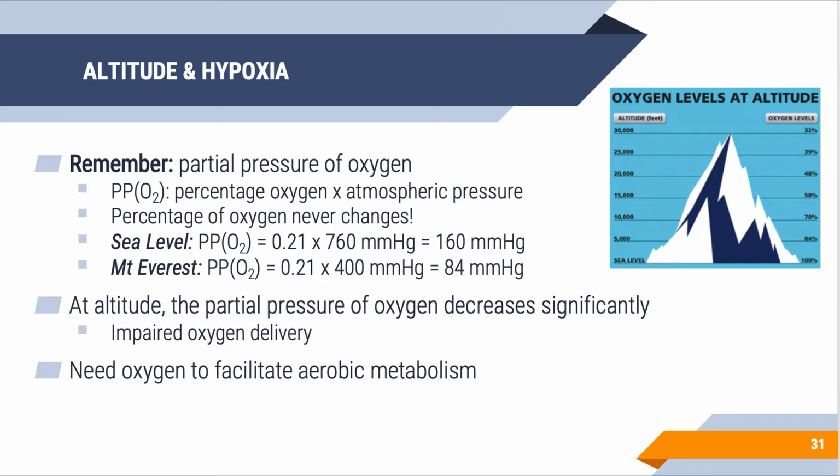Importantly, you guys learned prior that percentage of oxygen never changes. So at sea level, it's 21%. On top of Mount Everest, it's 21%. What does change is the atmospheric pressure, meaning that at sea level, we have about 160 millimeters of mercury for our partial pressure of oxygen. But on top of Mount Everest, because our atmospheric pressure drops dramatically, we see a decrease in the partial pressure of oxygen. What's important about this is that oxygen is an essential substrate for mitochondrial ATP production, and we need oxygen to therefore facilitate aerobic metabolism.